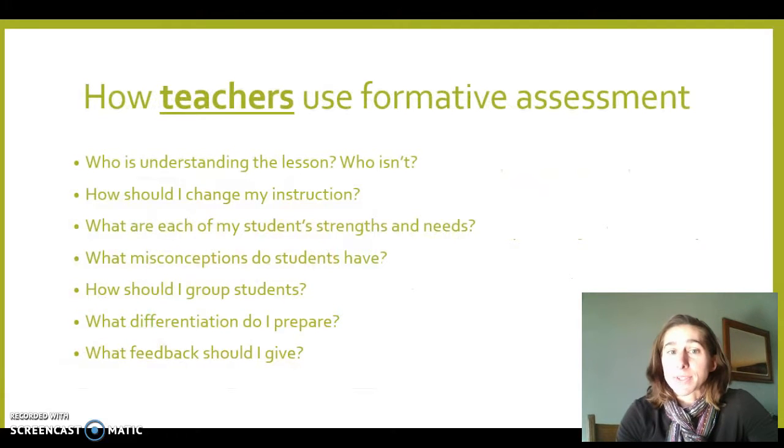Teachers can use formative assessment to answer some of the following questions, such as how should I change my instruction? What misconceptions do students have? What differentiation do I need to prepare? And very importantly, what feedback should I give?